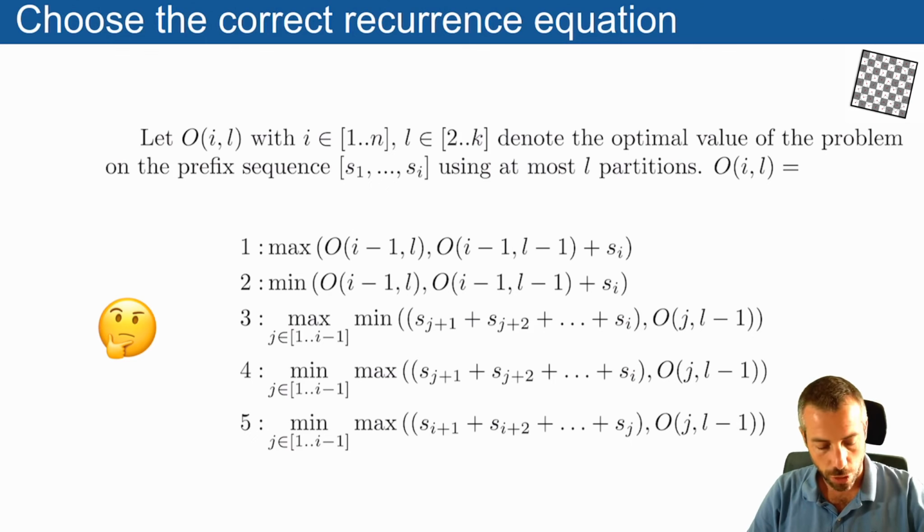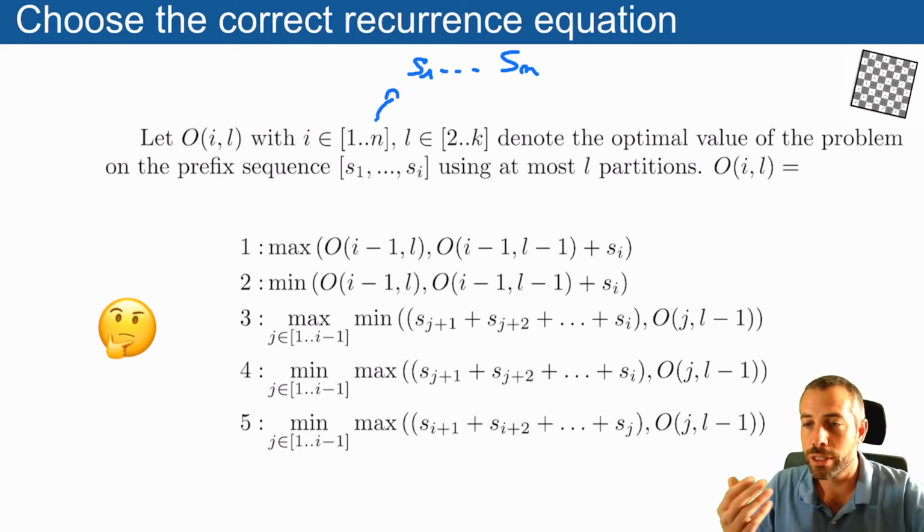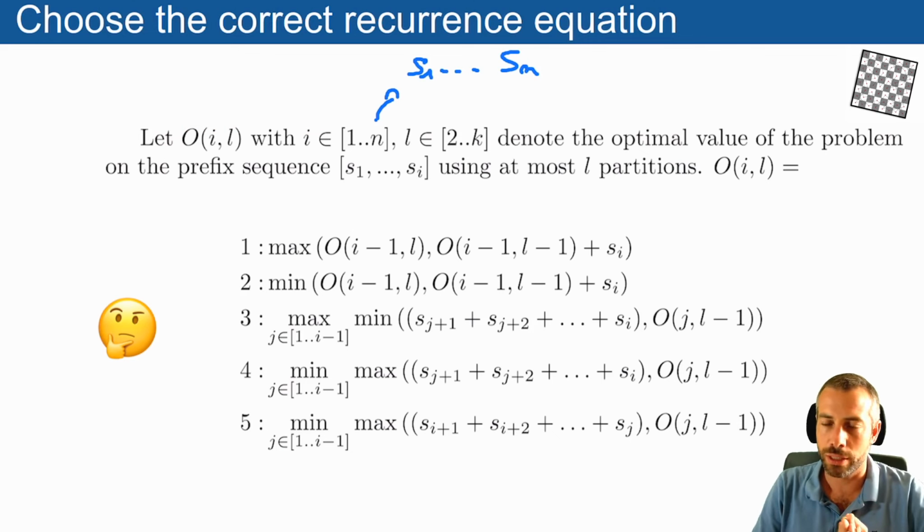Let's assume that O[i][l], with i from 1 to n, n being the size of the sequence. If you remember, the sequence was S1 up to Sn. And l can range from 2 to k, because if there is only one partition, it's quite obvious that you should take the whole sequence. You cannot do anything else. So if the number of partitions is equal to 1, you take everything. So this is the base case, and this denotes the optimal solution to the problem on the prefix subsequence from S1 to Si.